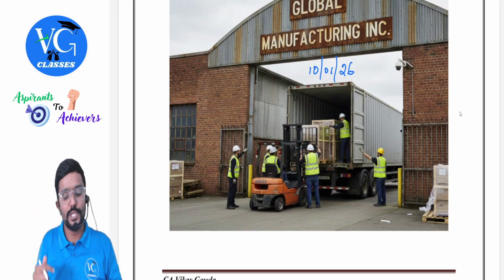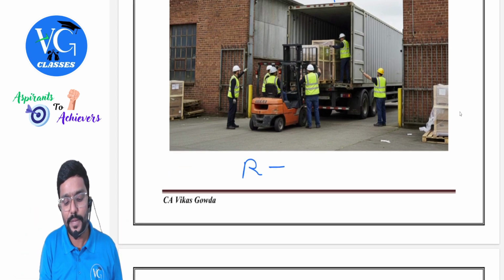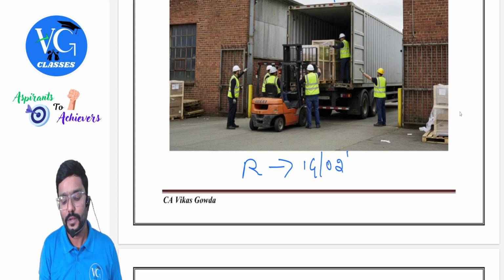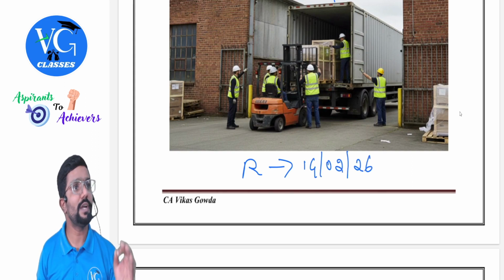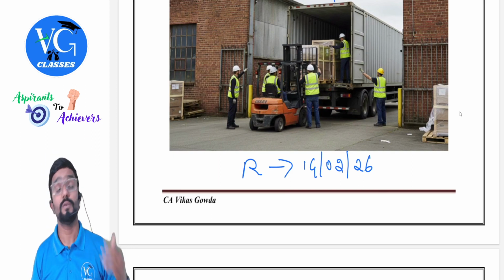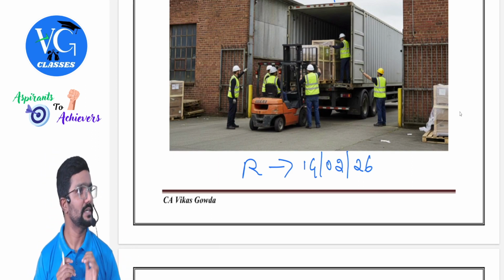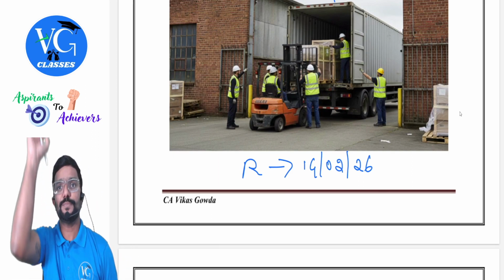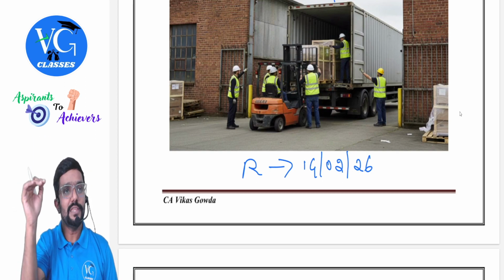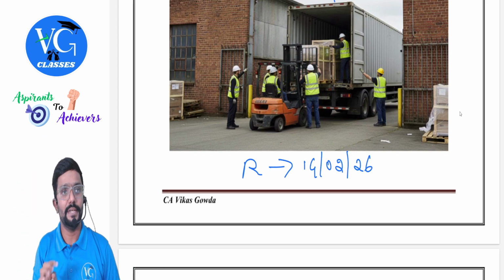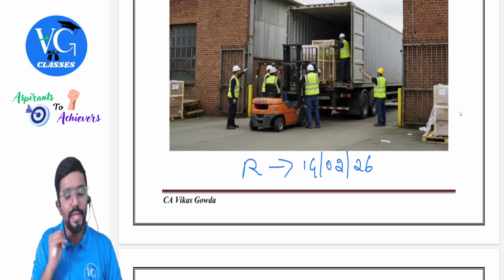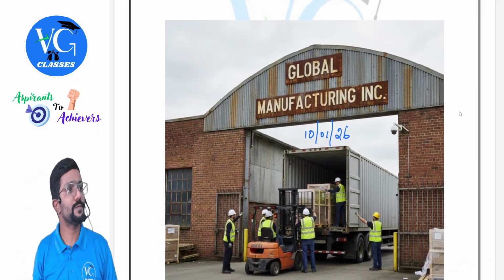But these goods are received by the recipient. Recipient received these goods on, assume, 14th February 2026. Now the question is, as per section 16, when the recipient is eligible to claim credit, is it in February or is it in January, guys?